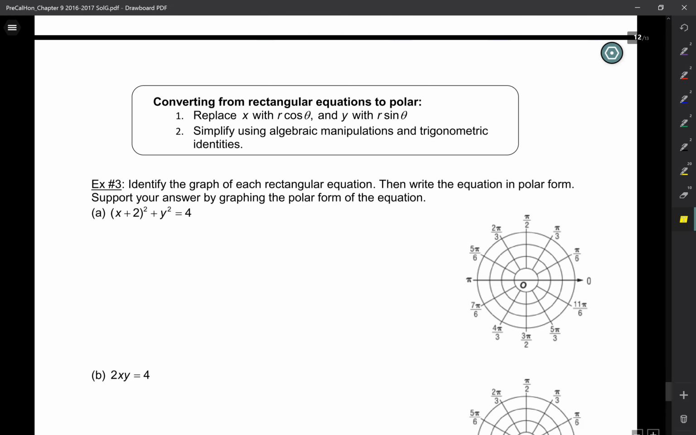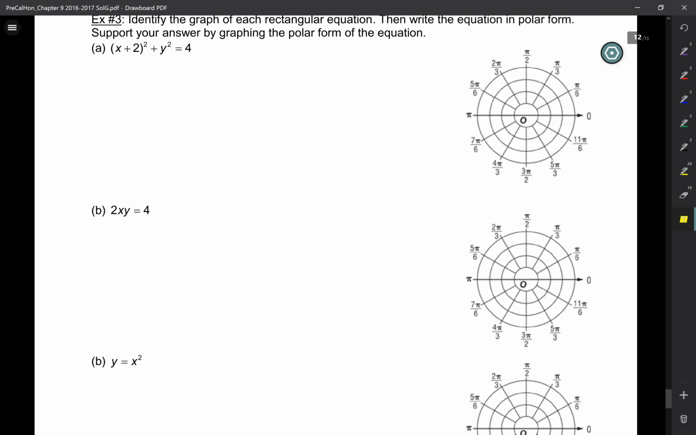In fact, just repeating one more time, to convert from rectangular to polar, replace x with r cosine theta and y with r sine theta. All right? And then we simplify and all that good stuff. All right, so let's take a look at this first one.